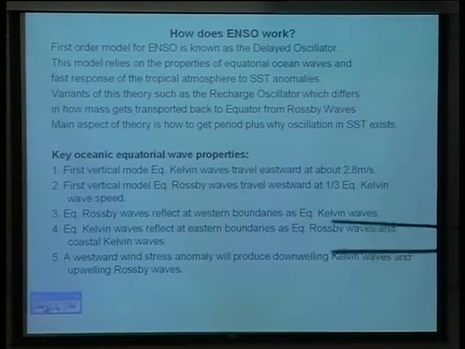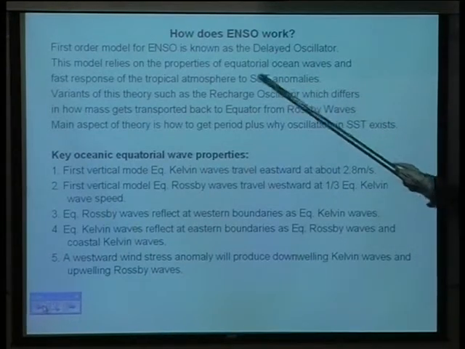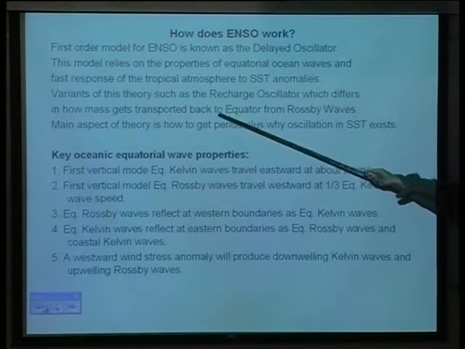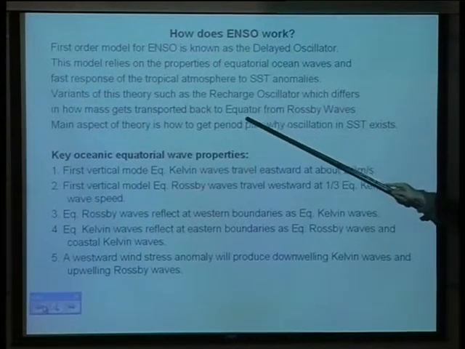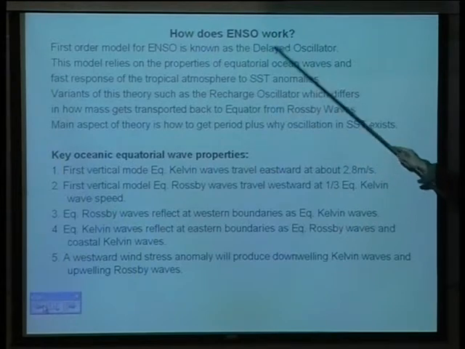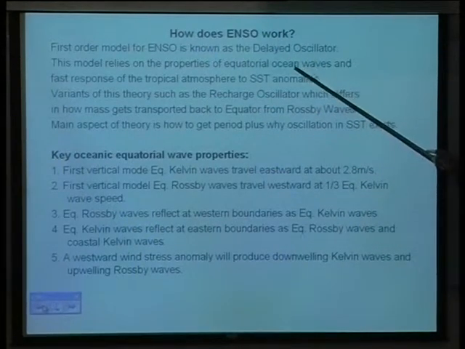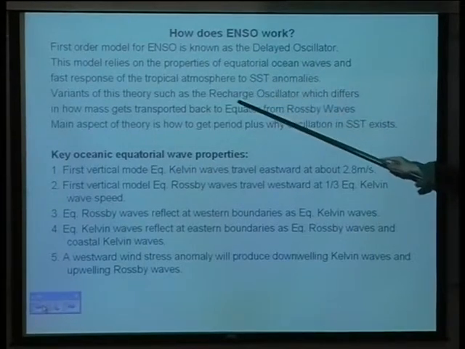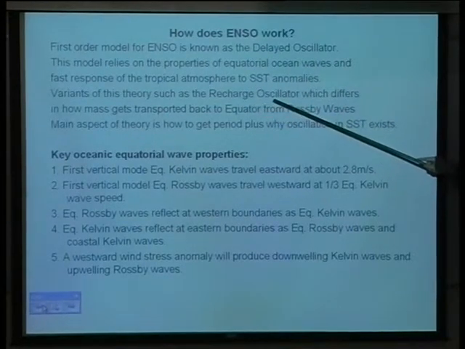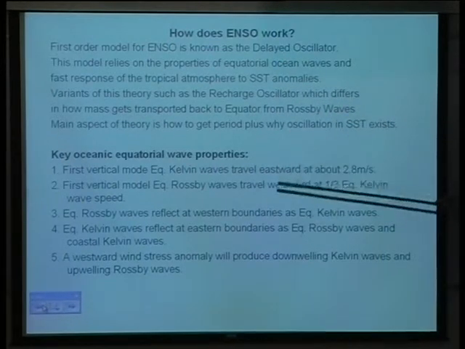The recharge oscillator has the same basic mechanism. It's the waves, but the difference is how the mass from the Rossby waves, which we'll talk about in a second, gets back to the equator. The difference between the recharge oscillator and the delayed oscillator is how important the western boundary is. If you talk to someone like Paul Schopf, he'll say that, of course, you're getting mass transfer the whole time as the Rossby waves propagate to the west, but you still need the western boundary to bring enough mass in to get the phase change.